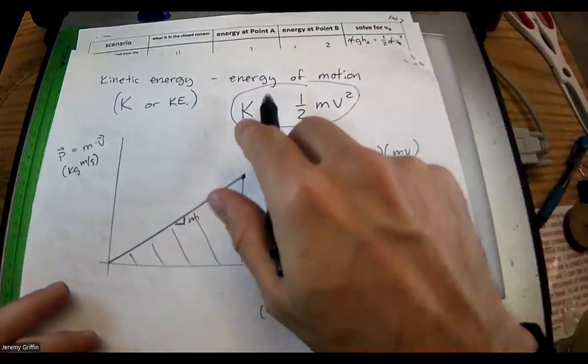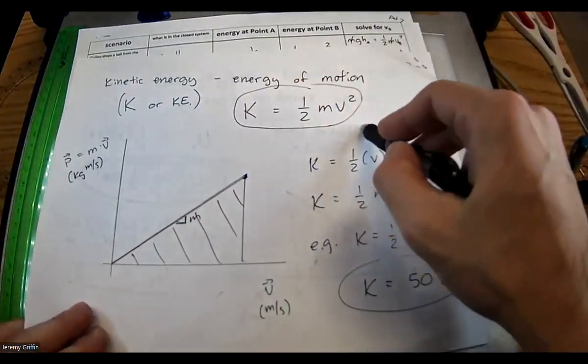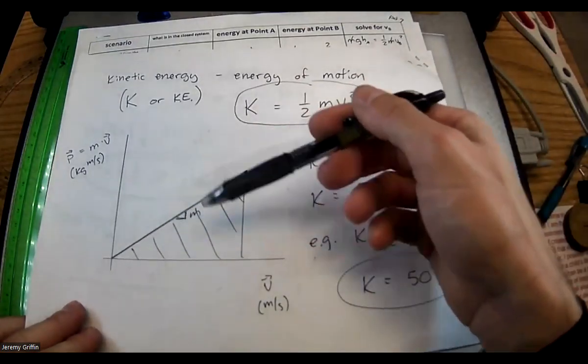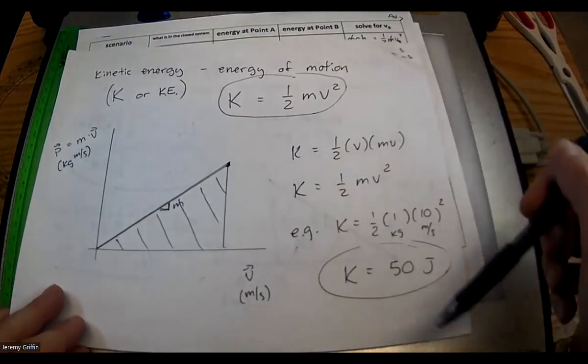And finally, energy of motion, called kinetic energy. We can quantify it like this: 1/2 mv squared. Maybe this graph is a justification, possibly. Got an example problem here.